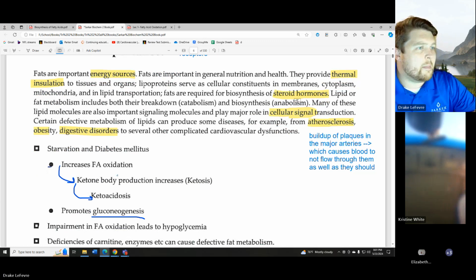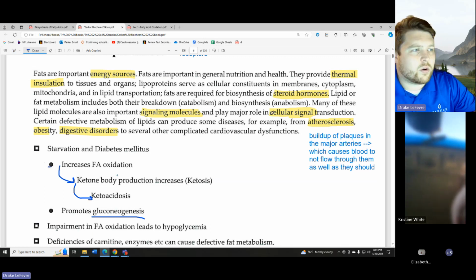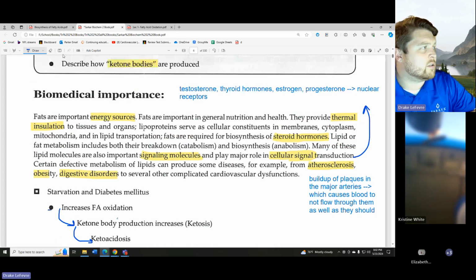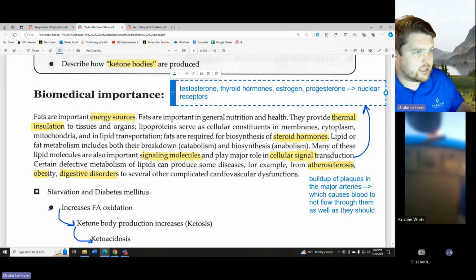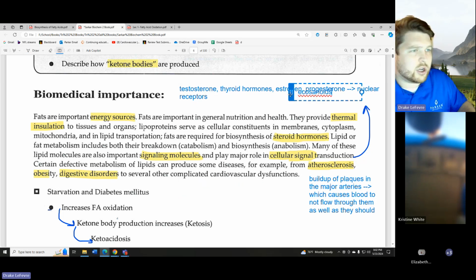the fats. Many of these lipid molecules are also important signaling molecules. All of our stuff that we talked about was signaling, and they play the major roles in cell signal transduction. The cell signal transduction, a lot of that is going to be seen when you get to the chapter of eicosanoids. I don't think you guys have got there yet.